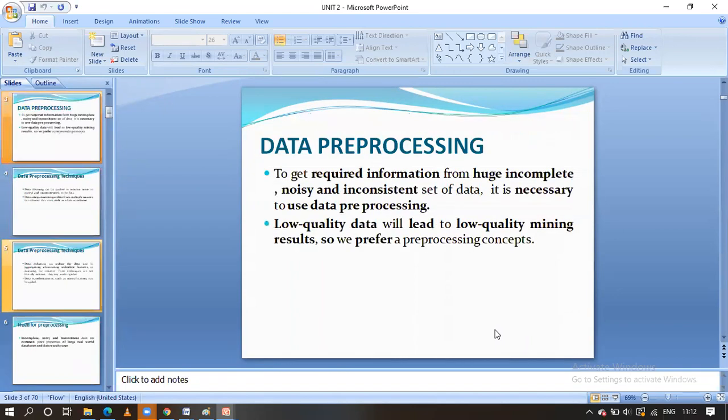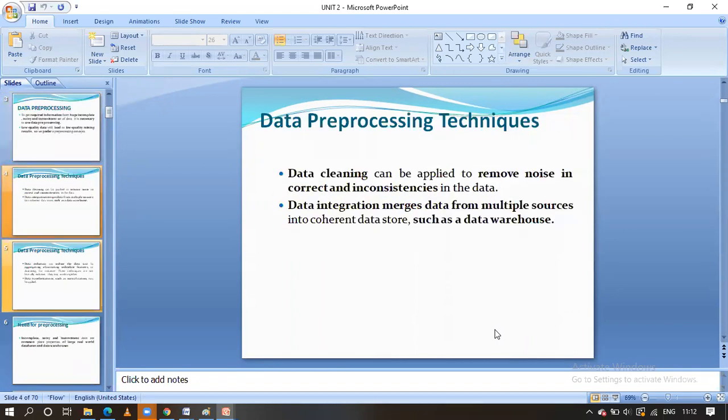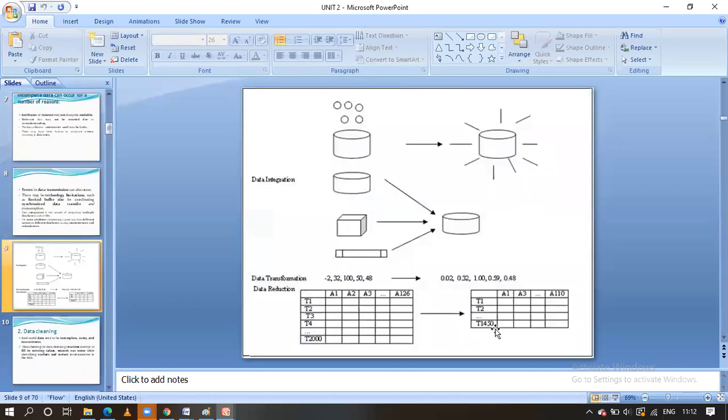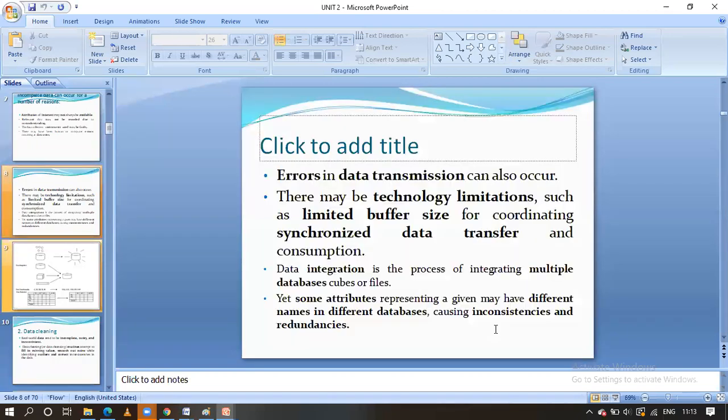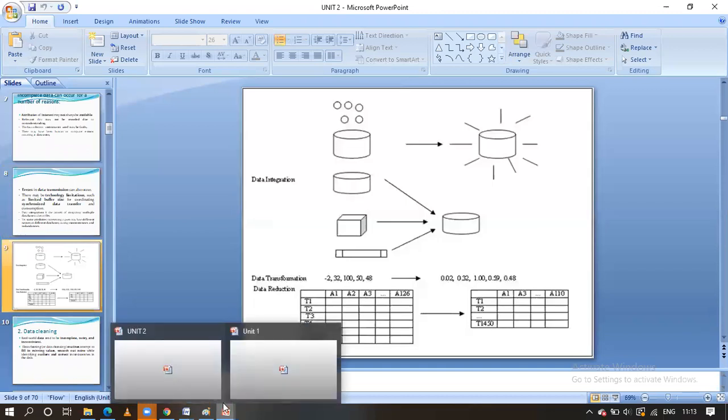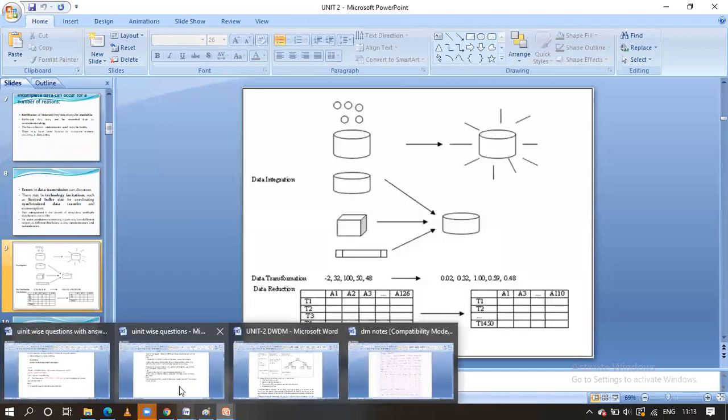Under pre-processing you have to write the four steps. What is pre-processing, cleaning, integration, and why we go for pre-processing, you have to write down, and this diagram also, guys. You have to write down this diagram also. These are the pre-processing related things. What is the next question?